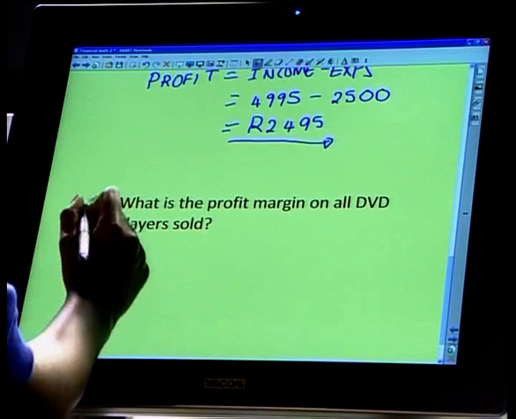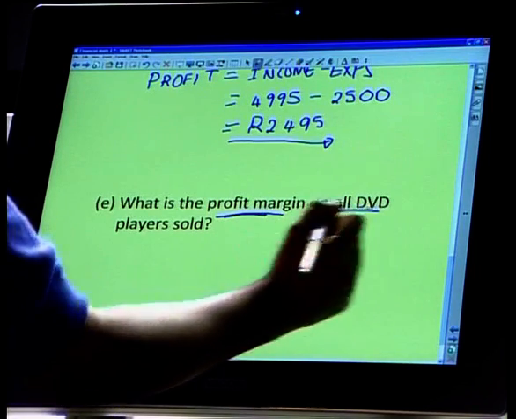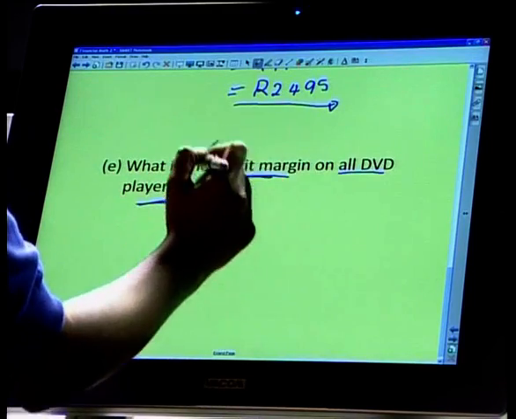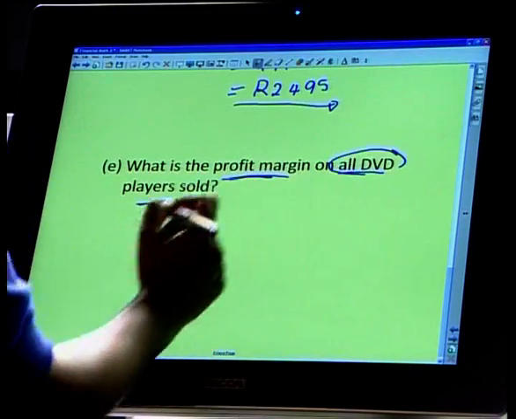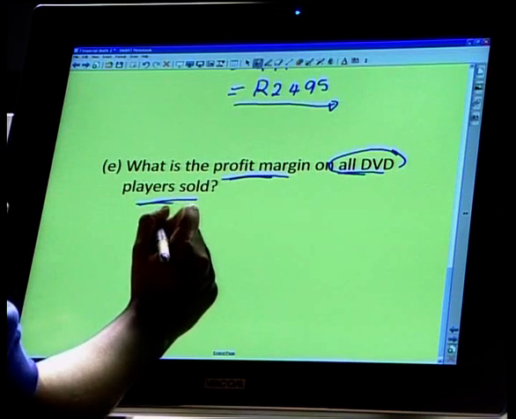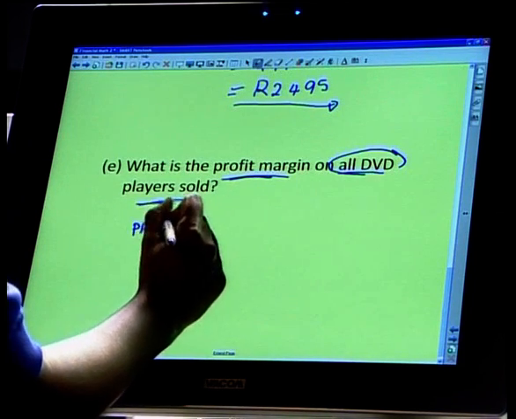The next part would like to know what the profit margin is on all DVD players sold. Remember, your profit margin is really just the percentage profits that you are making. So we're taking the profit and expressing it in percentage terms. Because they are interested in the profit margin on all DVD players sold, we need to take into account all 5 players.